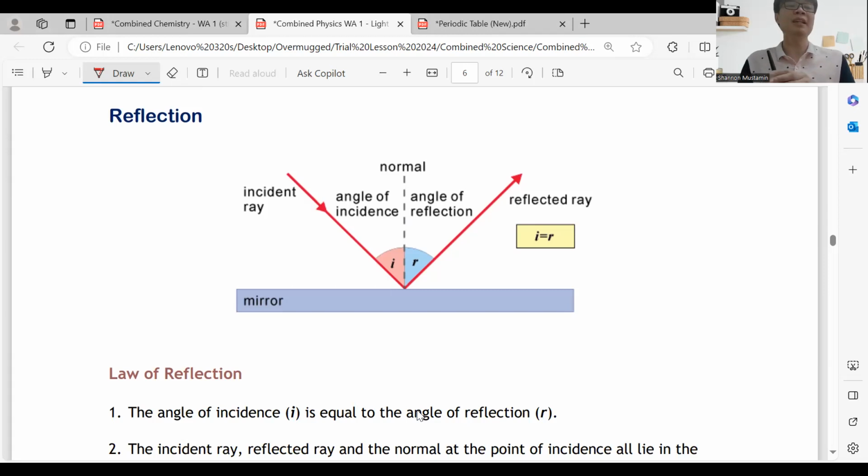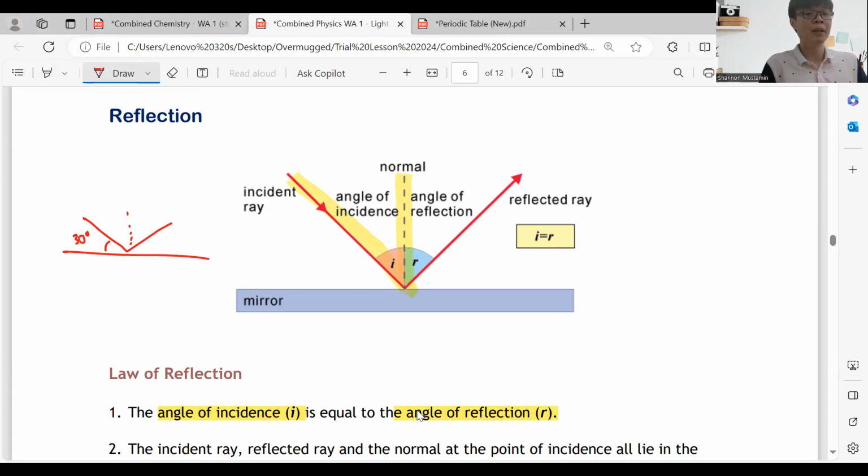Light breaks down into three subtopics: reflection, refraction, and your lenses. Reflection actually you just need to know two key concepts. The first one is angle of incidence equal to angle of reflection. Angle of incidence is always between the normal and the light ray. Because exam questions are going to trick you, they usually like to give something like that. A lot of students will write angle of reflection as 30, but it's actually 60. So do take note of the measurement in the exam.